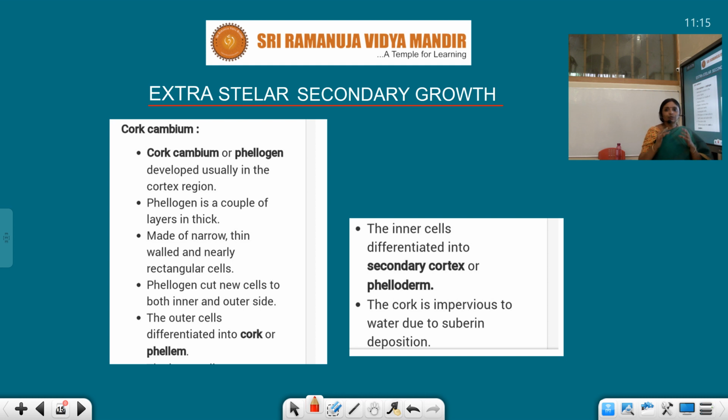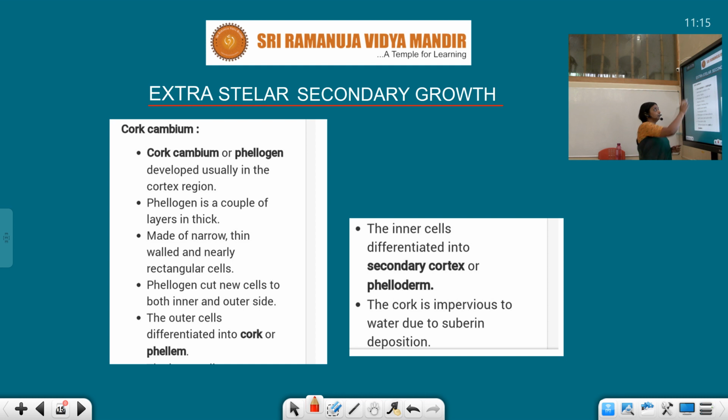But what happens when secondary xylem and secondary phloem are formed? More xylem and phloem cells are formed, and they keep increasing. Due to this, the primary epidermis structure ruptures. It gets ruptured, damaged. And let's see cork.